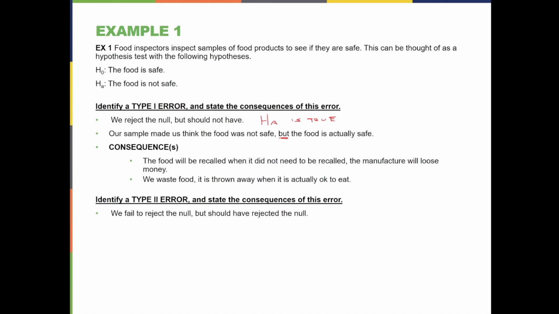We fail to reject the null, but should have rejected the null. That means we are thinking that H0 is true.